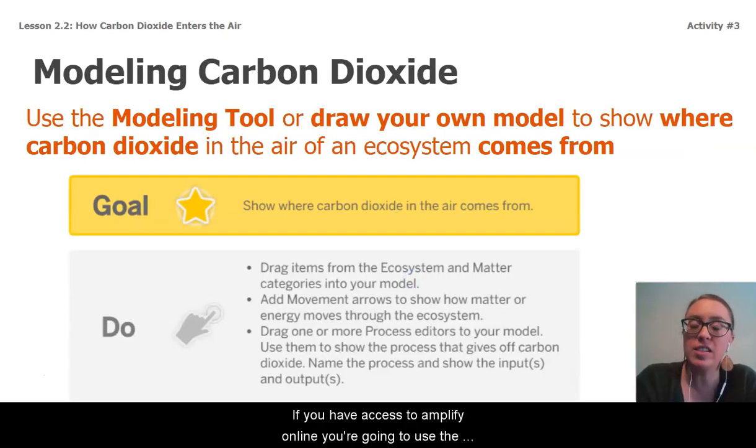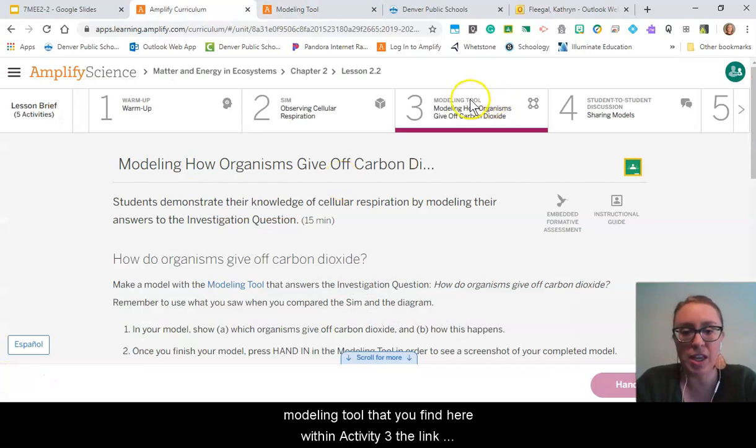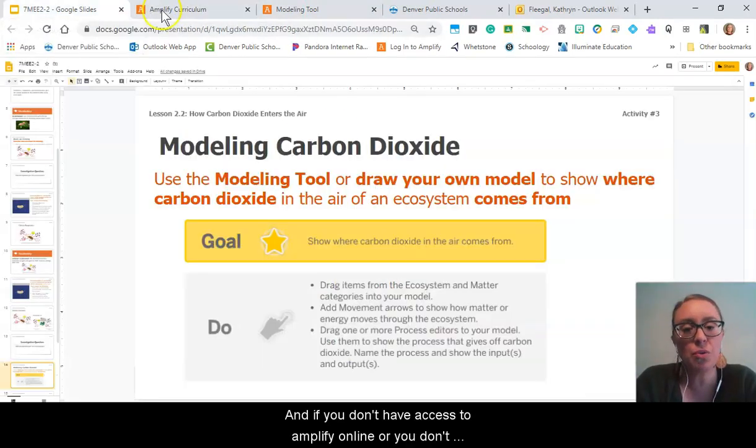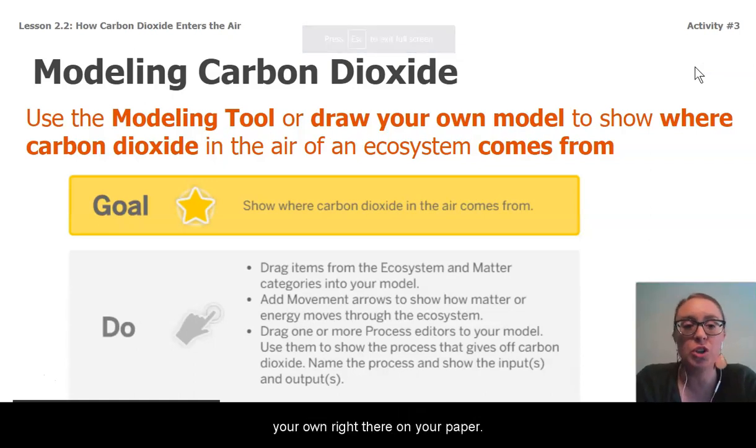If you have access to Amplify Online, you're going to use the modeling tool that you find here within Activity 3. The link is right there. And if you don't have access to Amplify Online or you don't want to make a digital model, you are welcome to draw your own right there on your paper.